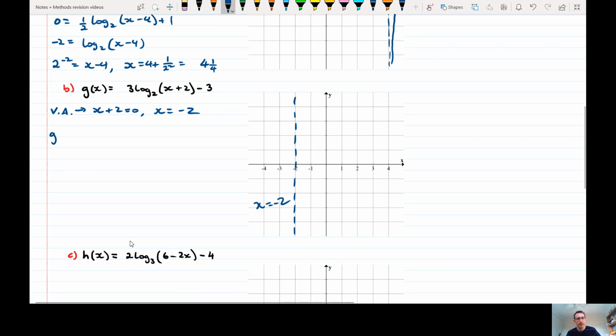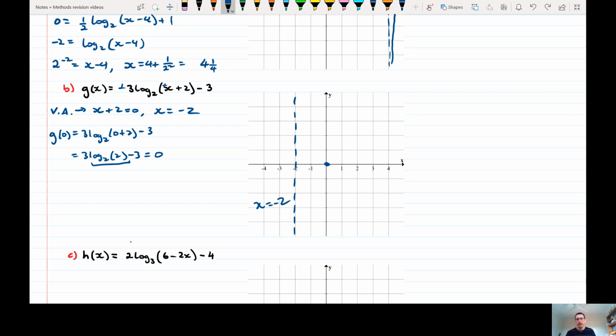Next one, we're going to try to find our y-intercept. So g of 0 equals 3 log base 2 of 0 plus 2 minus 3. Now, log base 2 of 2 is equal to 1. 2 to the power of what gives you 2? That's 1. So that's 3 times 1 minus 3, which is 0. So our y-intercept is there, which also means that is our x-intercept. So I'm not going to bother trying to find an x-intercept, we already know it. It's going to be coming up through there and coming out.